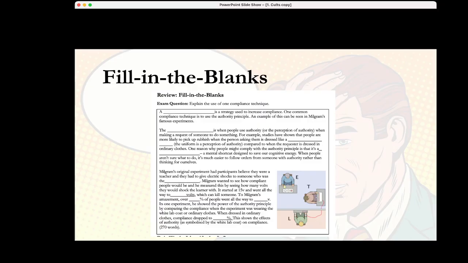Nice little fill in the blanks. My activities aren't world changing. Stuff from primary school, but it's effective, I think, right? And once they fill in these blanks, this reviews what we've just done. Now they've got a model short answer question.